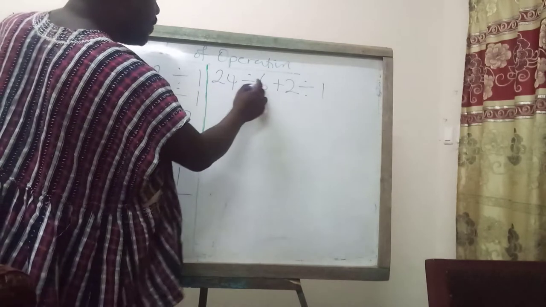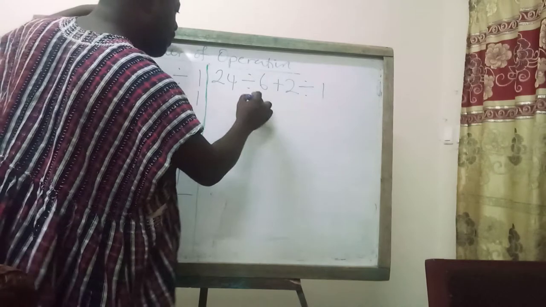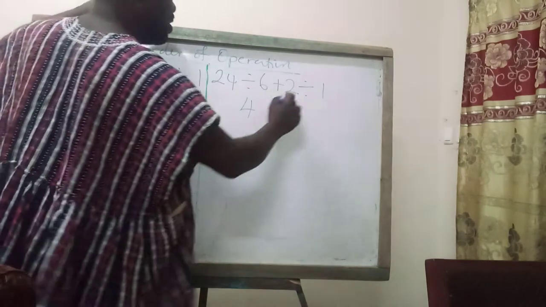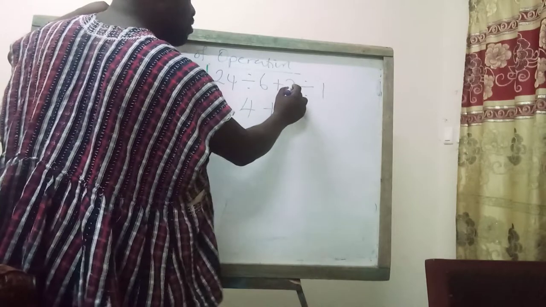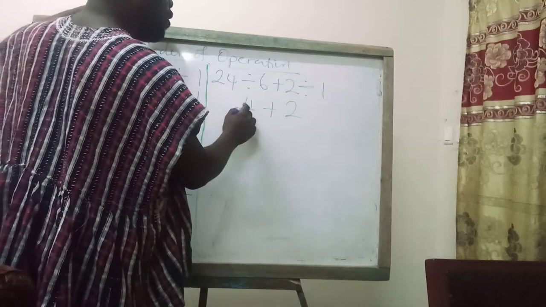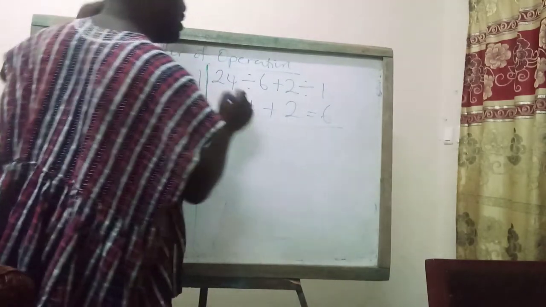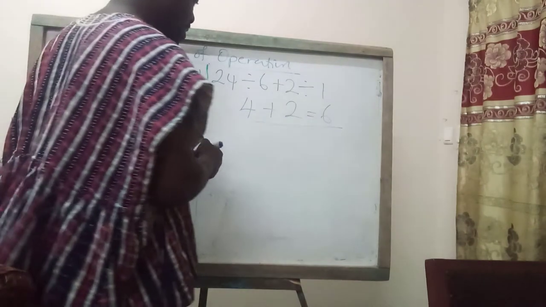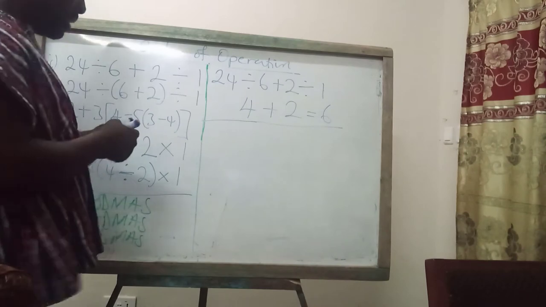So 24 divided by 6 will give us 4. Plus, that is this one. Then 2 divided by 1 is 2. So we have 4 plus 2 left, which is 6. I think this is very simple. This one is very simple. We come to the second one.